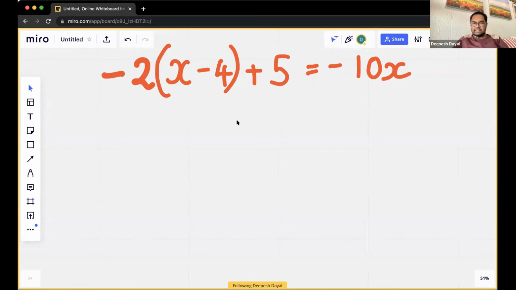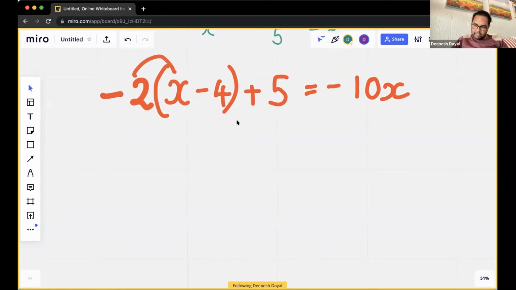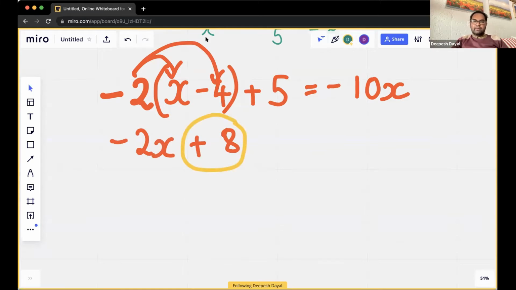So let's have a look and see, right? So first we're going to do the distribution. So that means we're going to multiply the minus 2 into both the terms in the bracket. So it's going to be minus 2x plus 8. Now this is the tricky part. It is plus 8 because minus 2 and minus 4 give us plus 8, right? I hope all of you got this, the plus 8. And then we're going to say plus 5 equals to minus 10x.